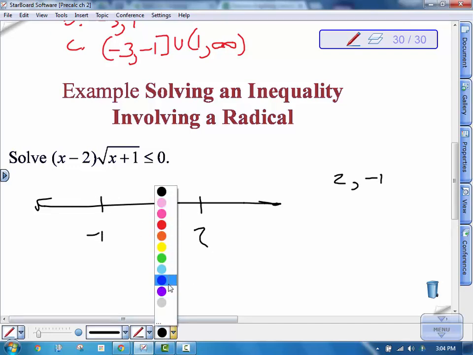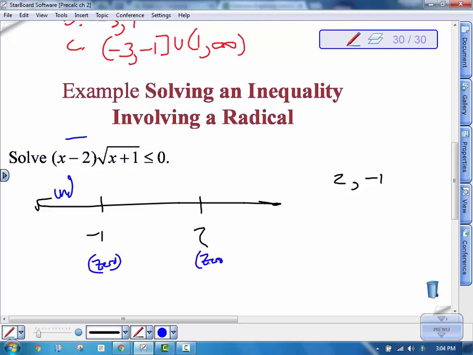And let's test this function in these regions. So pick a number that's less than negative 1, like negative 2. Negative 2 gives us a negative times, and then a negative 2 over here gives us a negative. So these are all undefined values. This is a 0, and this is a 0. But all of these values are undefined because they all give a negative underneath this radical. Now I'll pick a number between negative 1 and 2, like 0. When you plug in 0, you get a negative, and you get a positive here. So that would overall be a negative.